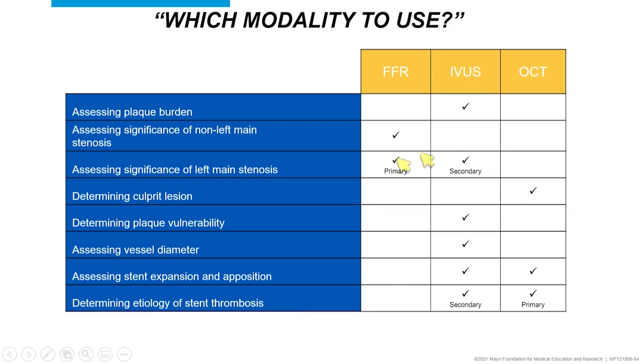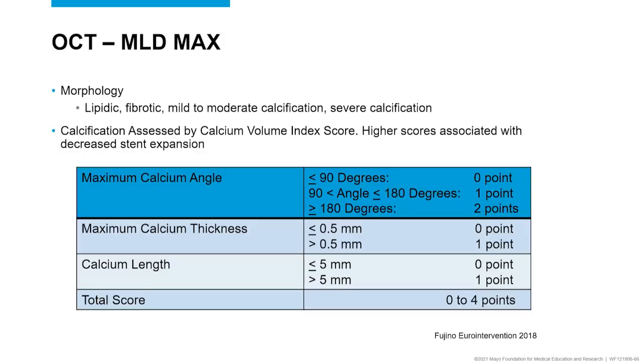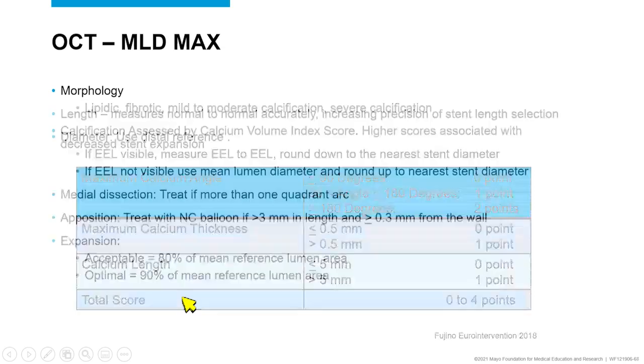So this is kind of a nice chart that goes over which modalities to use in what situation. One of the things I wanted to briefly touch upon was some of the clinical stuff with these modalities. Now, if you use a lot of OCT, you're probably familiar with the use of MLD MAX as the acronym for the things that you need to do to optimize your result using OCT. And what it's talking about is the morphology of the lesion, primarily the extent of the calcification, the thickness of the calcification, the length of the calcification, and you generate a total score based on that.